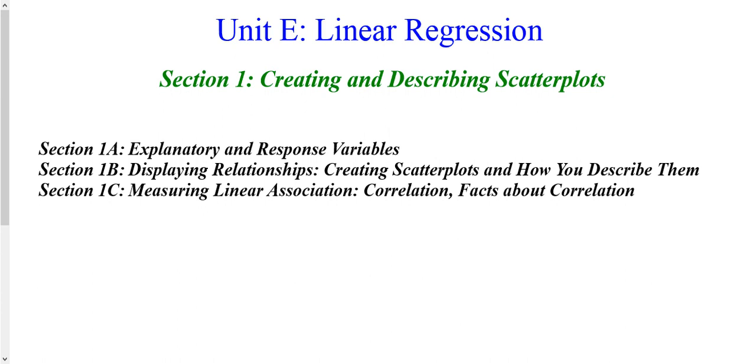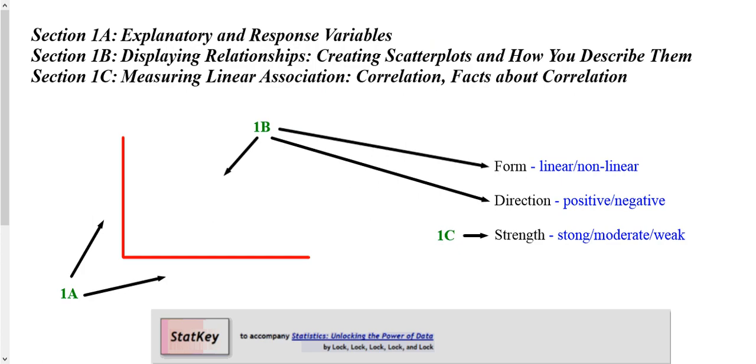Unit E, linear regression. There will be three sections to this piece: explanatory and response variables, displaying the relationships, and then measuring linear association. So if we took a look at this from a 10,000 foot view, we get this graphic.